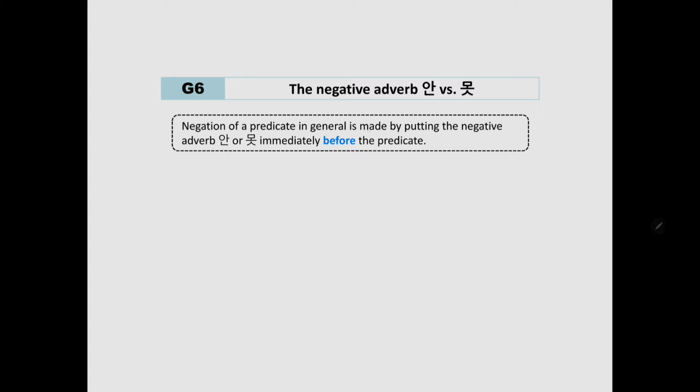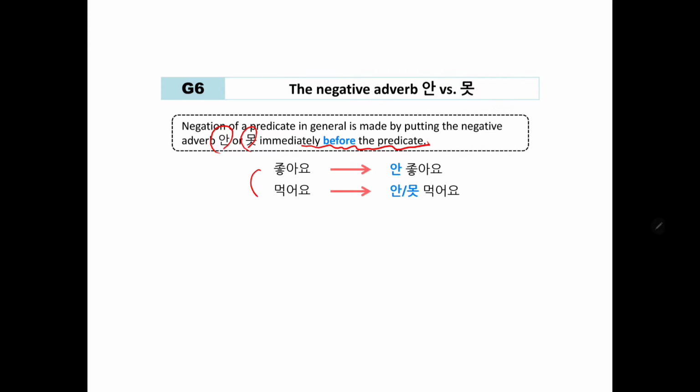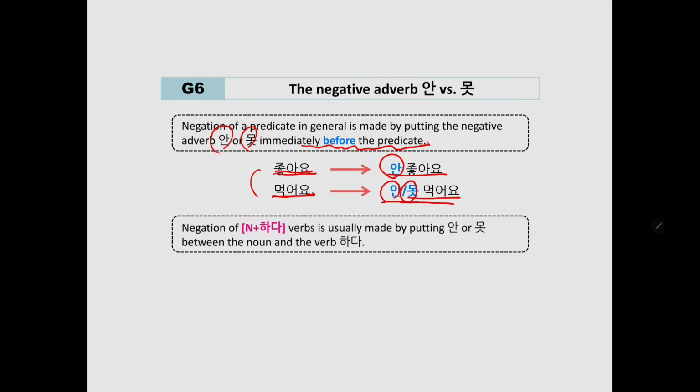Negation of a predicate in general is made by putting the negative adverb 안 or 못 immediately before the predicate. Okay, so it's explaining the position here. Here we see these two predicates, 좋아요, good, 먹어요, to eat. How do you negate it? Just putting 안 or 못 in front of it. 좋아요, good. 안 좋아요, not good. 먹어요, to eat. 안 먹어요, not gonna eat. 못 먹어요, I cannot eat. Maybe you have allergy or something.